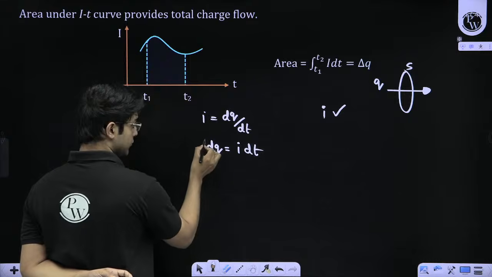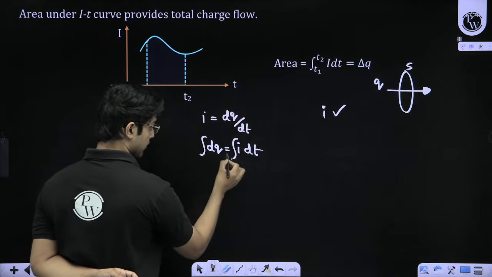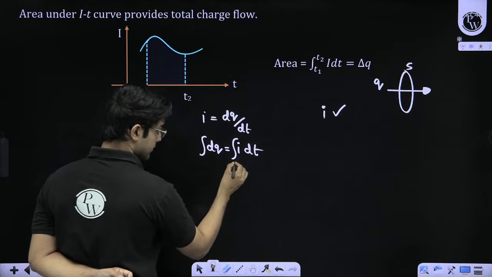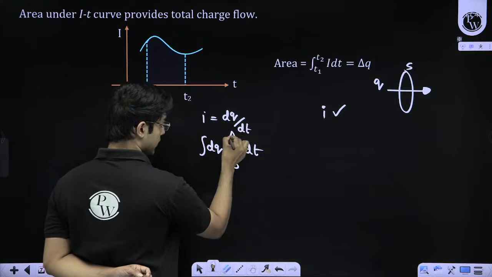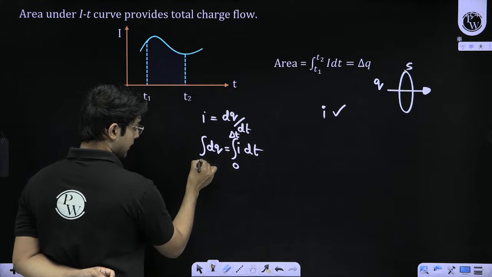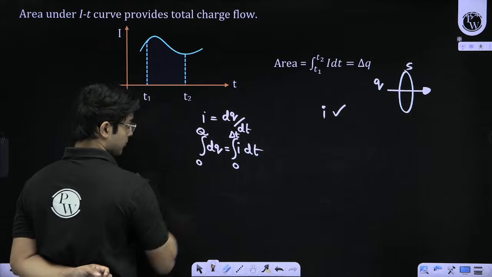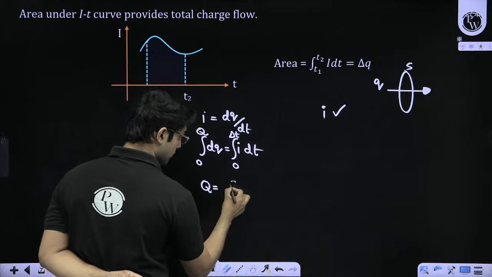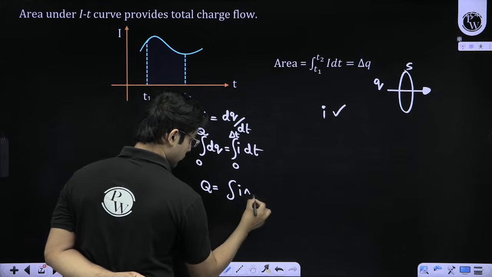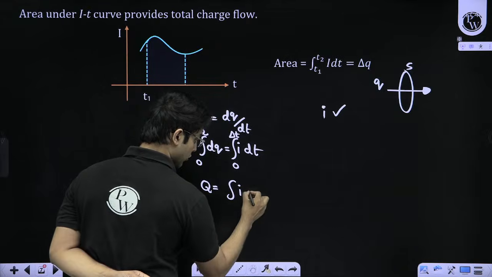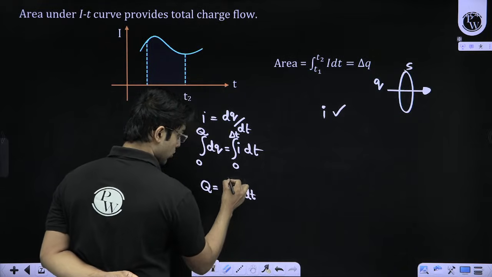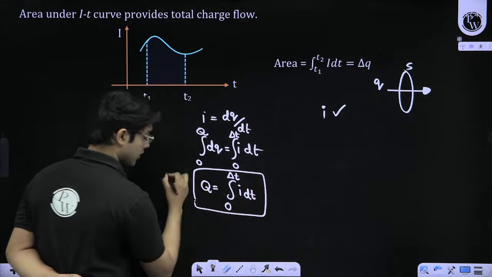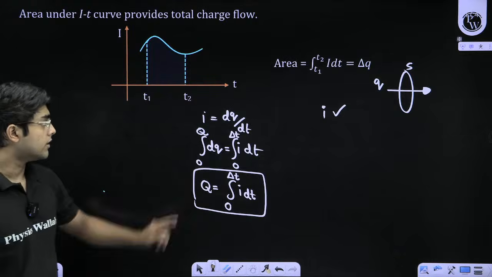Now we will integrate on both sides, until the time we need the charge. Let's say we need the charge flow from 0 to delta t, and in that time the charge flown is q. Left hand side will become q, right hand side will depend on I, but the general formula is integration of I dt from 0 to delta t. This will be the charge that flows in a time delta t.